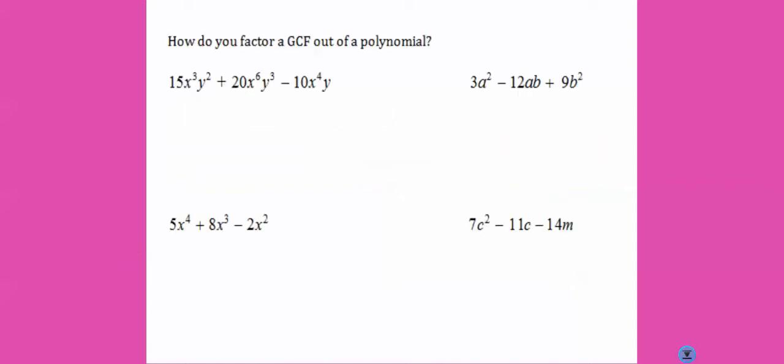Now for our next step, we're going to look at how do you factor out the GCF of a polynomial. We already found the GCF for all of these on the front, so I'm going to rewrite them. GCF here was 5x cubed y.